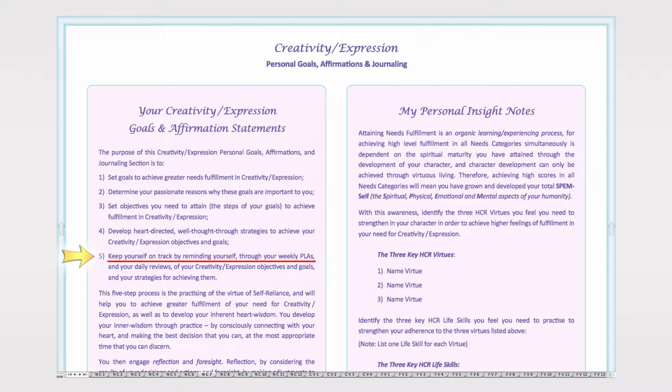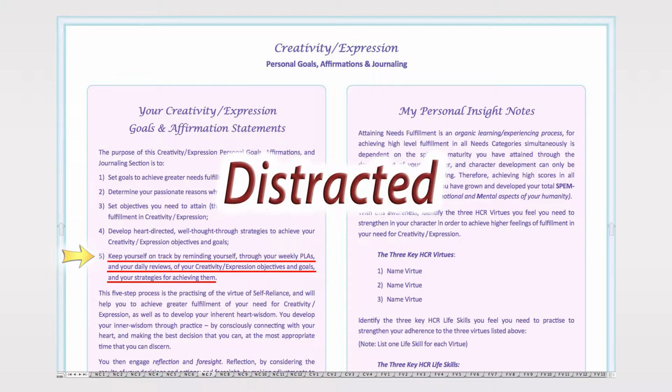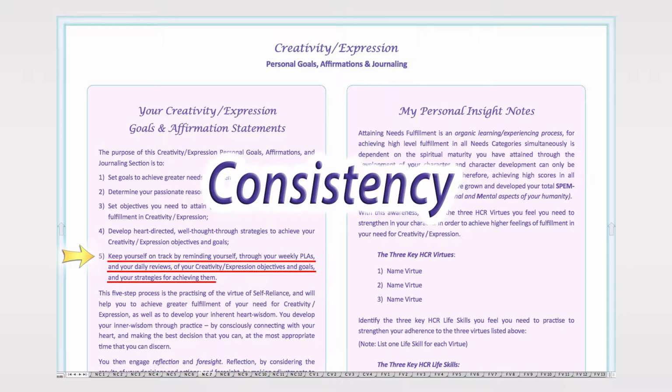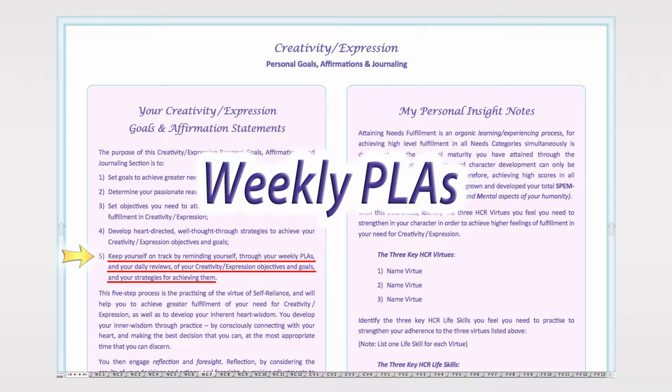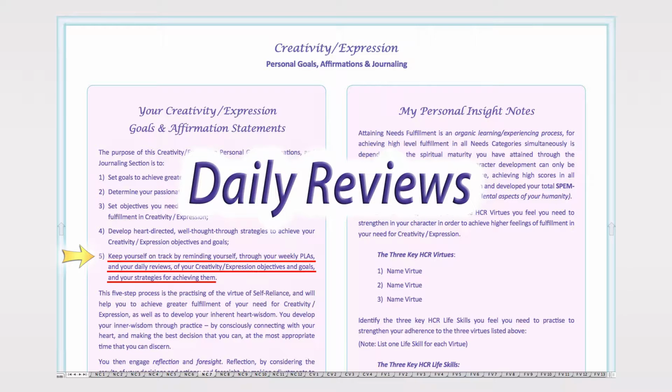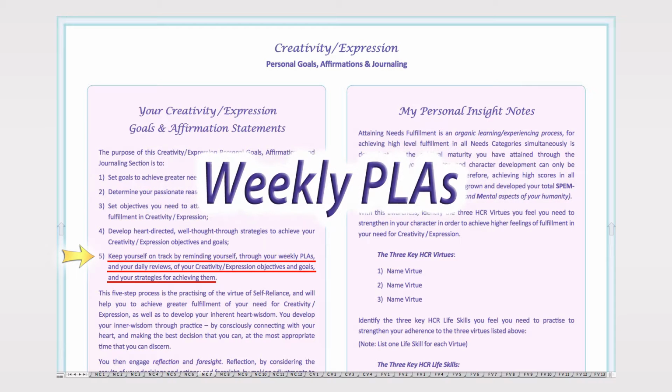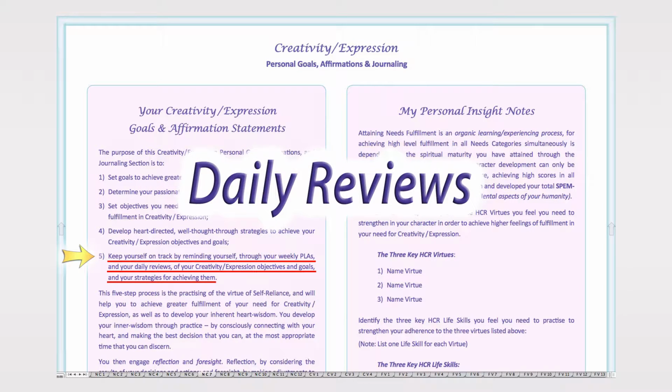Keep yourself on track by reminding yourself through your weekly PLAs and your daily reviews of your creativity expression, objectives, and goals, and your strategies for achieving them. It would be difficult to overemphasize the importance of this 5th step, because it's so easy to get distracted in our busy world. This is the reason why consistency, the 17th HCR virtue, is so important, and why I highly recommend doing weekly PLAs and 1 or 2 quick daily PLA reviews, just 2 to 5 minutes each morning and evening. It's the cumulative effect of the weekly PLA sessions and the quick daily reviews that really help to keep you on track.